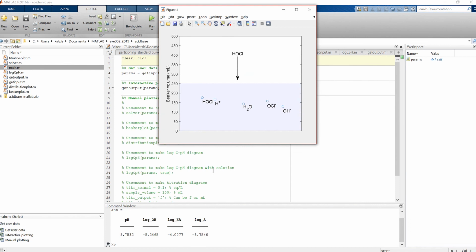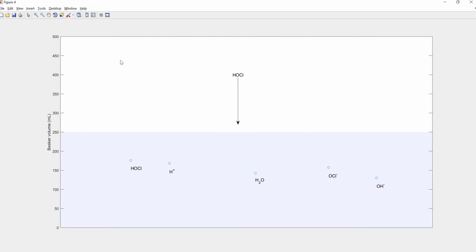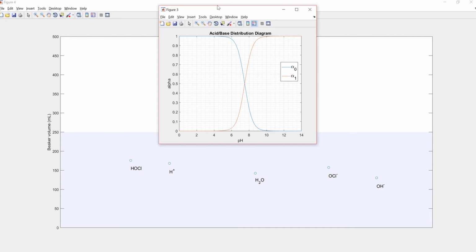As you can see, my beaker diagram shows HOCl added to the water, and the species HOCl, H+, H2O, OCl-, and OH-. These are the species that will exist in this system at equilibrium. You can also notice that if I move this figure aside, we get the acid-base distribution diagram.